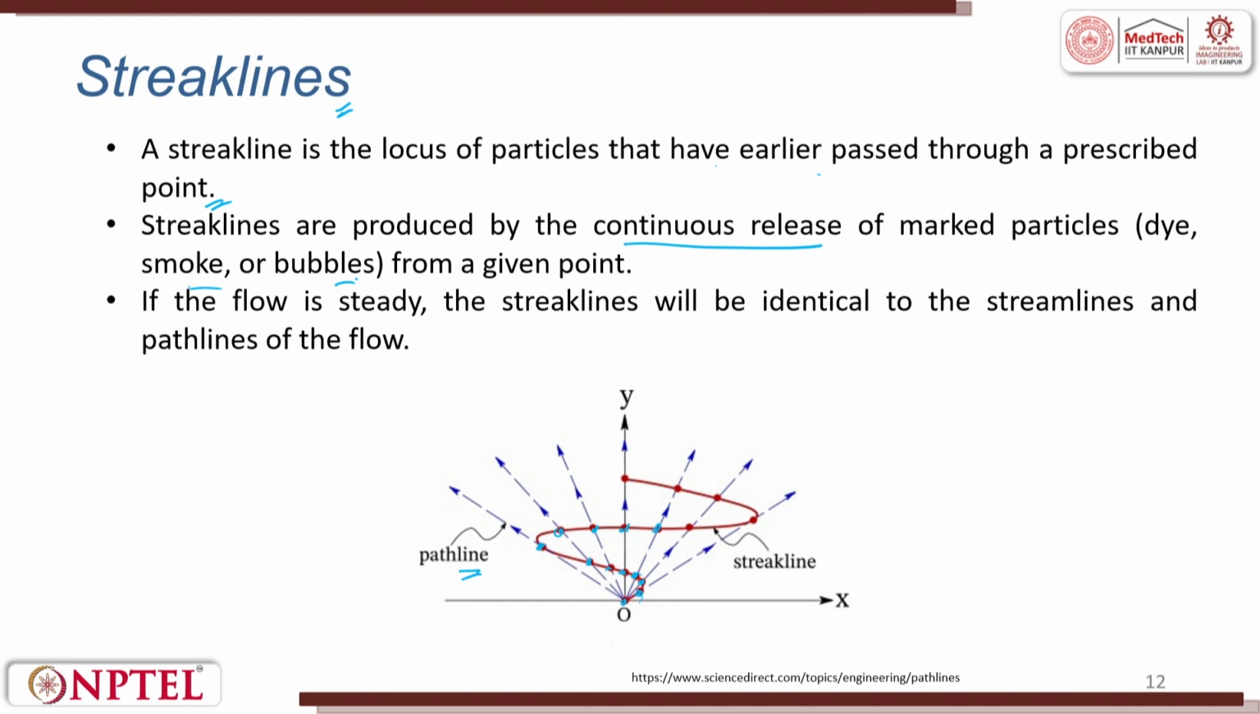So, streak lines are used basically for flow visualization. Streak lines are produced by the continuous release of marked particles from a given point. If the flow is steady, the streak lines will be identical to the streamlines. But in reality, it never is. So, the streak line will be identical to the streamline and the path line of the flow.